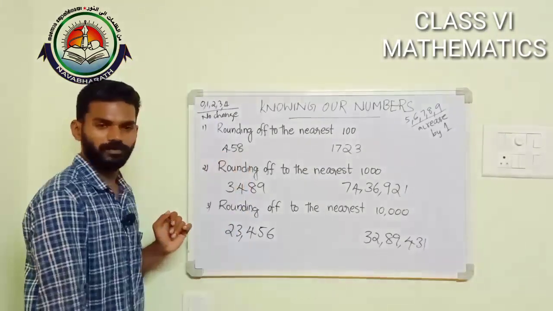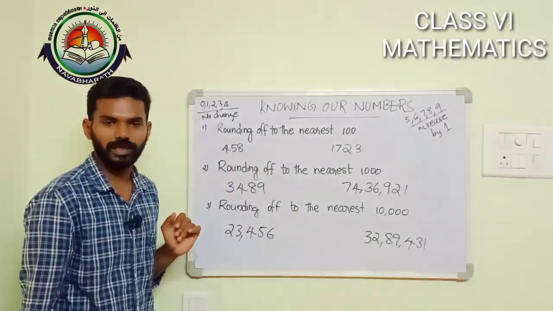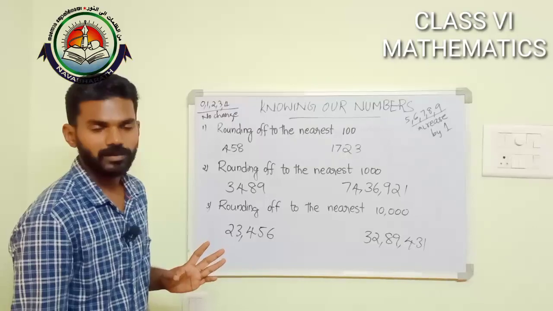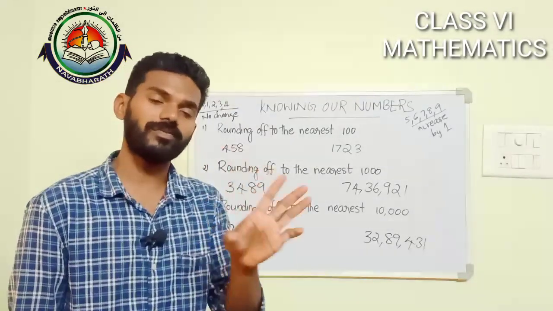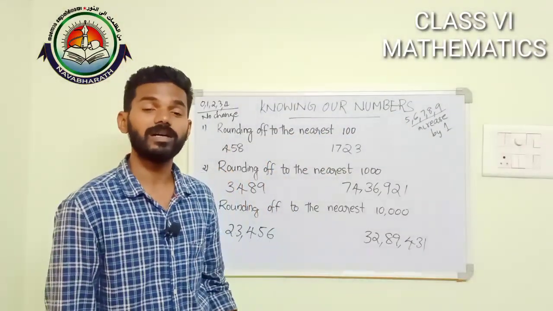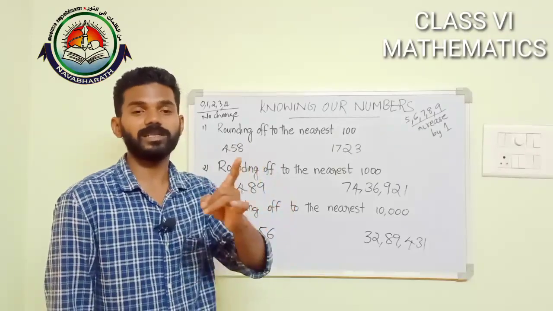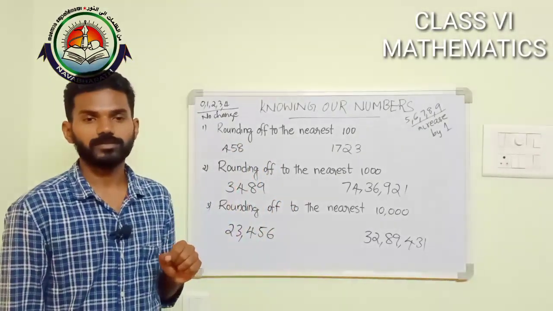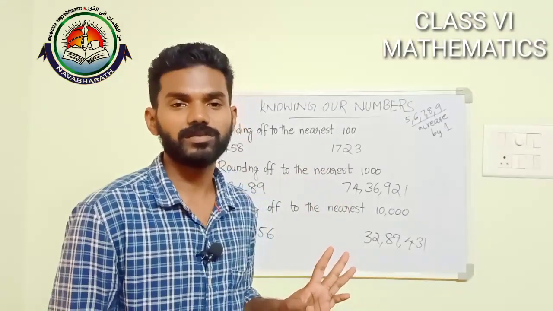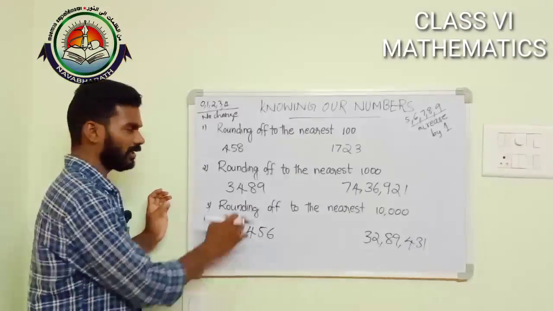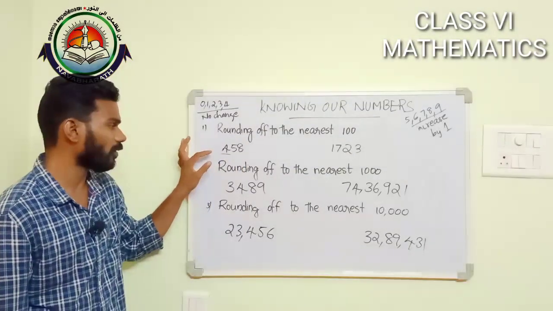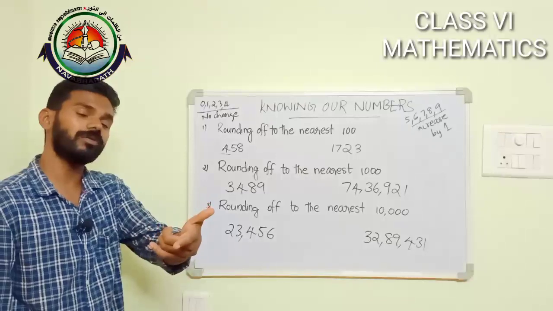Here is a number given for you and it is 458. And you have to round off to the nearest 100. What you want to consider first is, since it is rounding off to the nearest 100, consider the place which is at 100. Consider the digit at the hundreds place. On the given number you can see ones, tens, hundreds. This is the digit at the hundreds place. 4 is there. Clear?